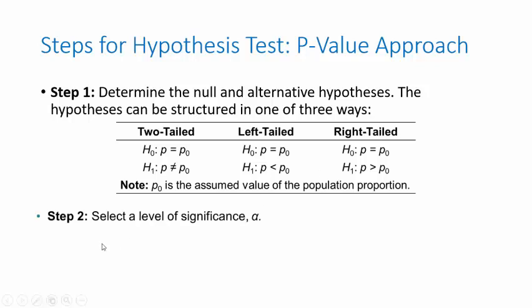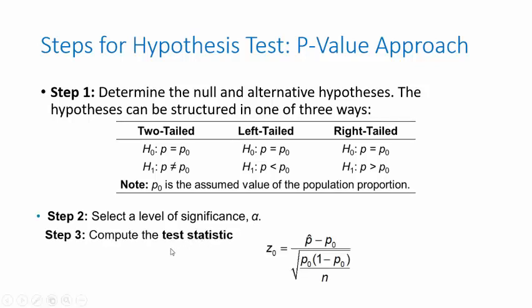The next step is to select the level of significance alpha. It would usually be given in the problem. If not, we can figure this out. Step 3 is computing the test statistic z sub 0, which is equal to the formula with p hat, where p hat is the sample proportion, p0, as I said earlier, is the proportion in the claim, and n is the sample size. We just plug in their values and compute z sub 0.